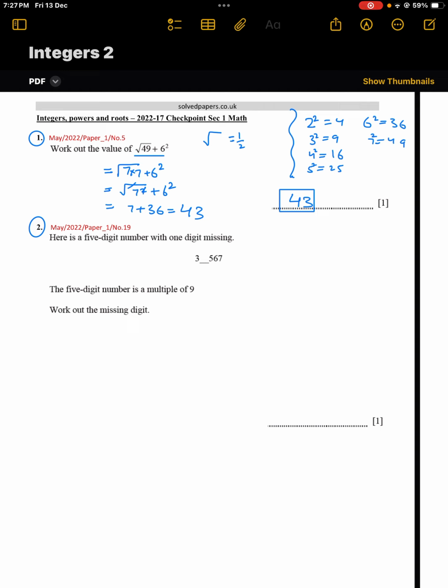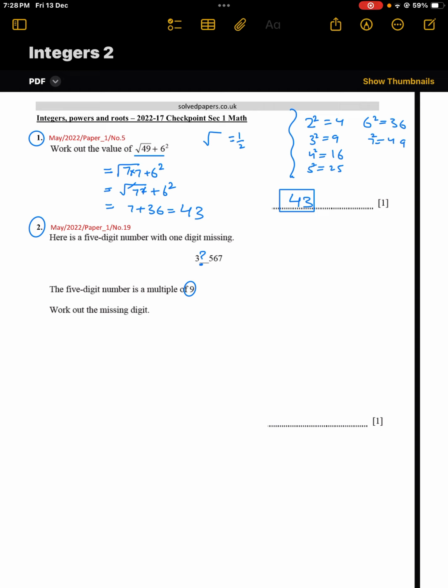As they are asking for a multiple of 9, it means that the number will also be divisible by 9. So what we have to do is place a number right here in order to have a multiple of 9, or simply in order for it to be divided by 9. Understood?